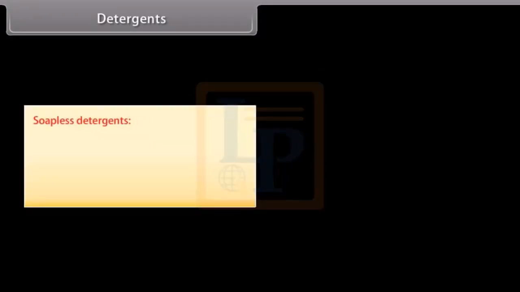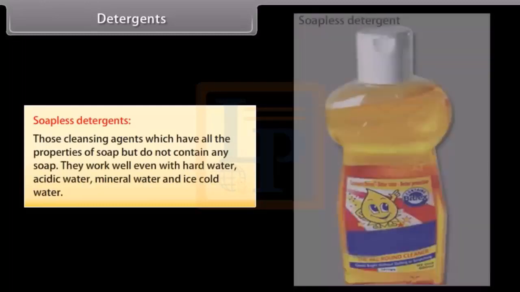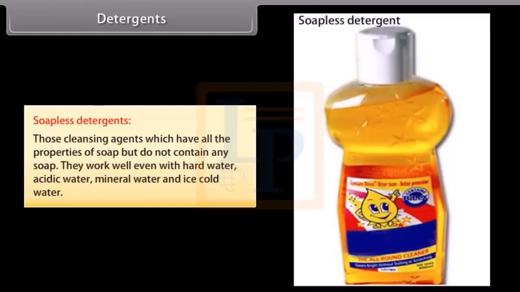Soapless detergents. Those cleansing agents which have all the properties of soap but do not contain any soap. They work well even with hard water, acidic water, mineral water and ice-cold water.